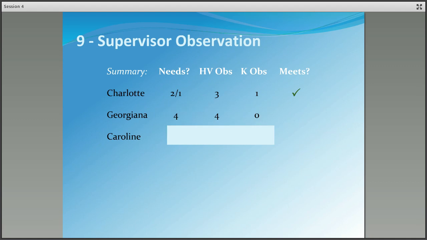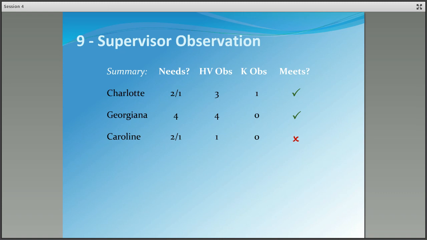Georgiana's only done home visits in the past year, so she just needs 4 home visit observations, which she has, so she also meets the requirement. Caroline, as you probably noticed, is also dual role. She's done both home visits and assessments in the past year, so she needs 2 and 1, but she only has 1 home visit observation and no assessment observations, so she does not meet the standard.